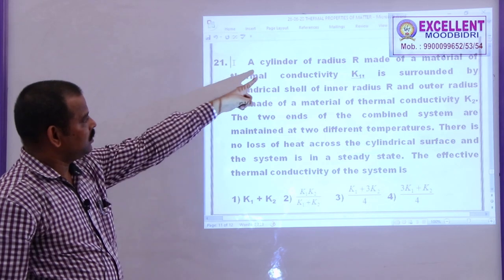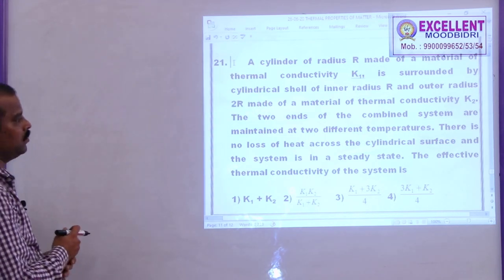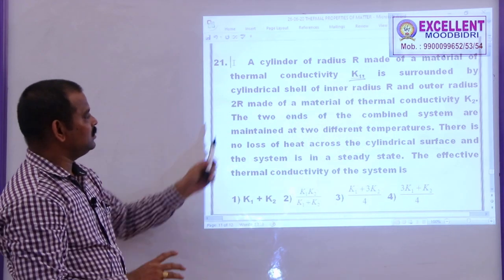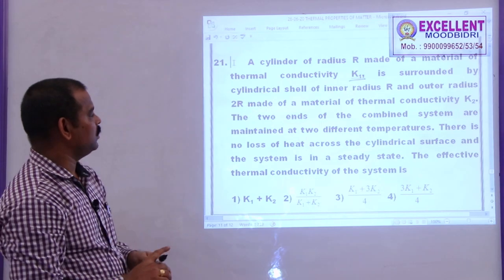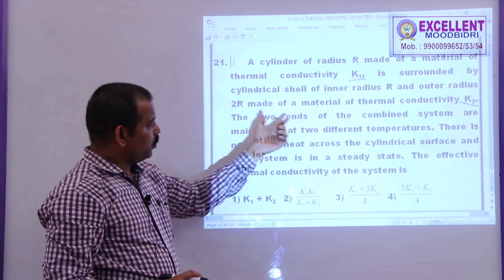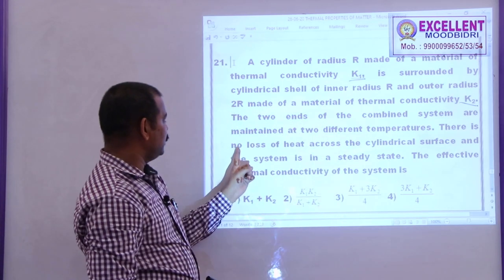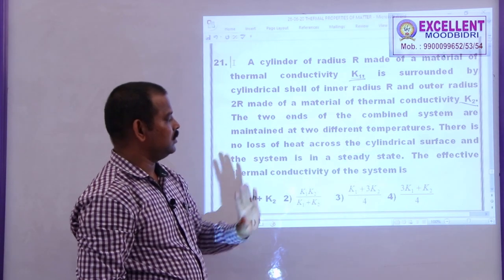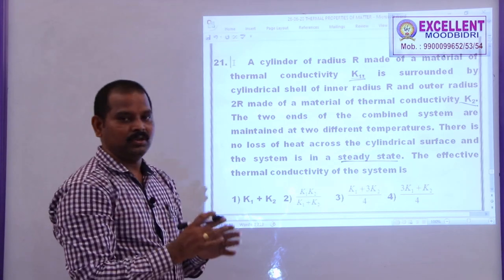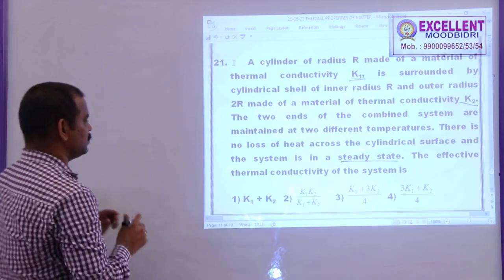21st. A cylinder of radius R made of material of thermal conductivity K1 is surrounded by another cylindrical shell of inner radius R and outer radius 2R made of material K2. The two ends of the combined system are maintained at two different temperatures. There is no loss of heat across the cylindrical surface and the system is in a steady state. That means there is no loss of heat to the surroundings. Then the effective thermal conductivity of the system is here.